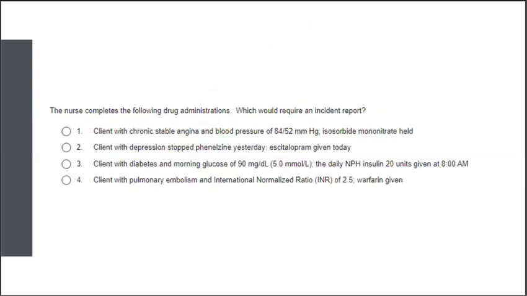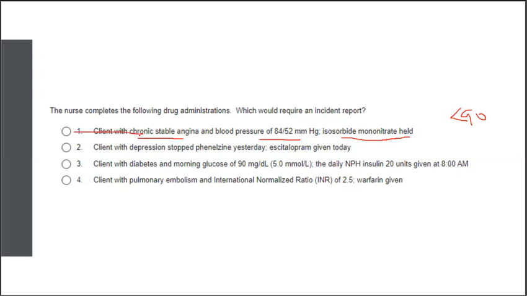The nurse completes the following drug administrations, which would require an incident report. Number 1, client with chronic stable angina and blood pressure of 84/52, isosorbide mononitrate held. Okay, so your isosorbide has actions that are identical to nitroglycerin, and it can cause hypotension from vasodilation. So it should be held, especially when the systolic blood pressure is less than 90. So that would not require an incident report.